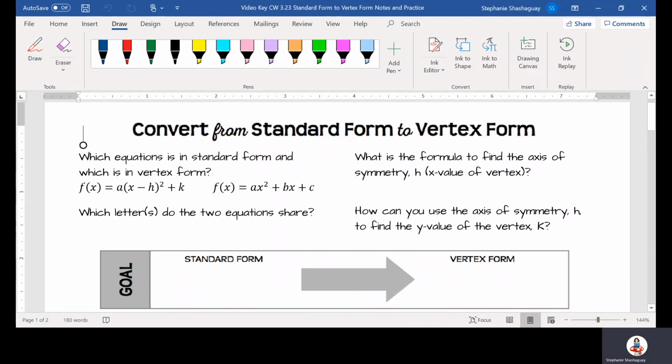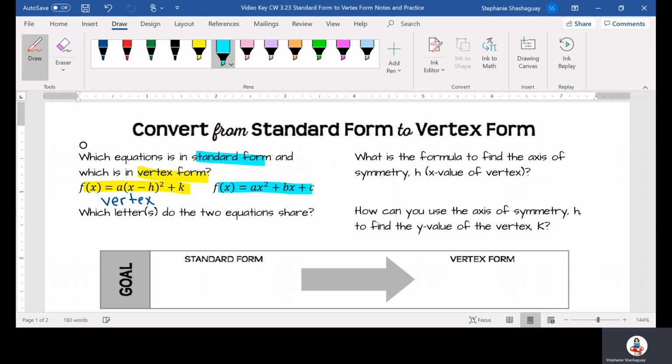All right, converting from standard form to vertex form. So which equation is in standard form and which is in vertex form? Well, this equation here on the left is in vertex form, and the equation here on the right is in standard form. We know that, right?